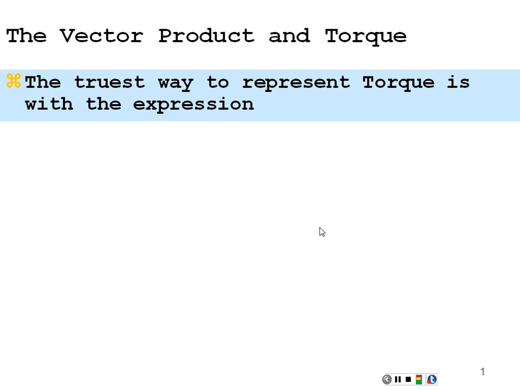The truest way to represent torque is through a vector product, a cross product. We can define the torque vector as being defined to be the radius vector to a point crossed with the force that is acting at that point. And that is a vector product. It gives us a vector when it's done.